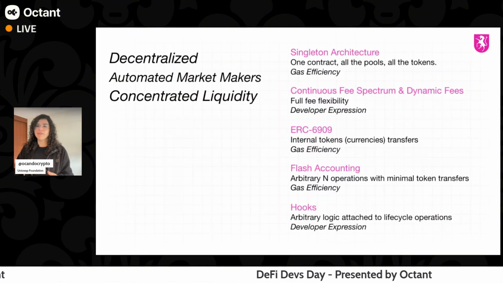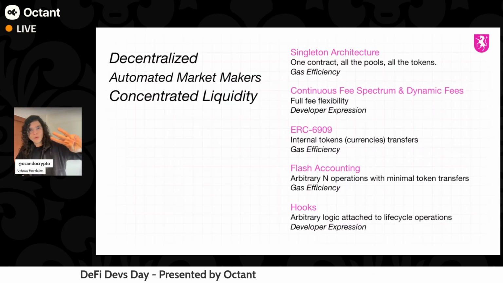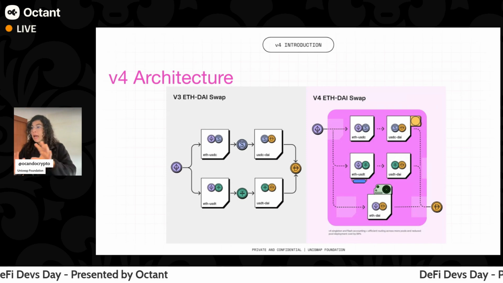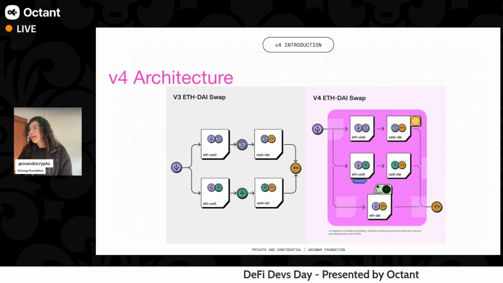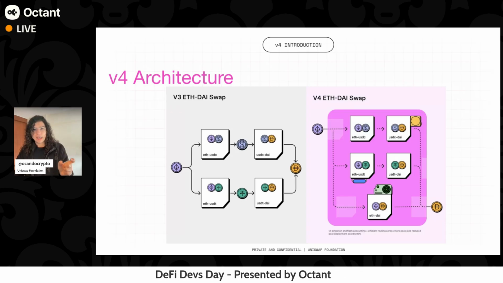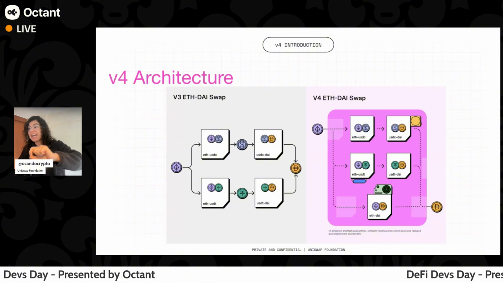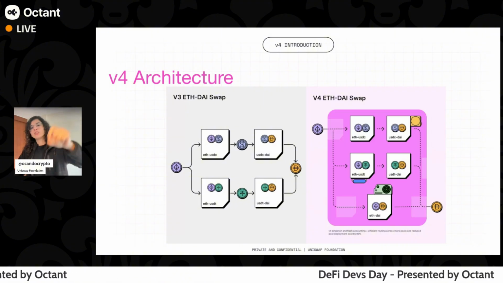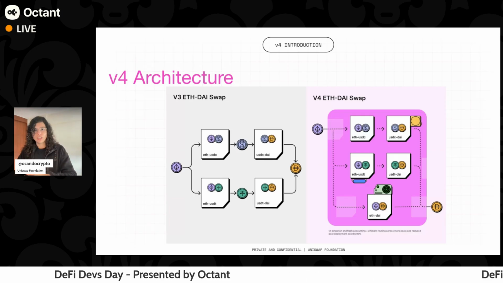The most important thing about the singleton architecture is simple: one contract, all the pools, all the tokens, gas efficiency. Back in the day, when you wanted to trade, let's say, ETH for DAI, you had 2 steps: you went from ETH to USDC and then USDC to DAI, or ETH to USDT and then USDT to DAI. Now, all of that happens in one contract, in one transaction, meaning gas efficiency all the way.